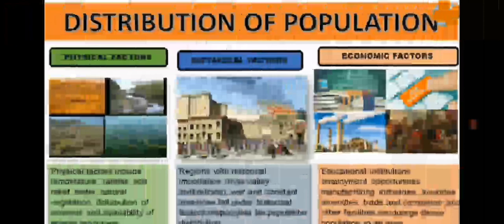Physical factors include temperature, rainfall, soil, relief, water, natural vegetation, distribution of minerals, and availability of energy sources. We call these physical factors. Historical factors: regions with historical importance, river valley civilizations, war and constant invention fall under the historical factors responsible for population distribution.